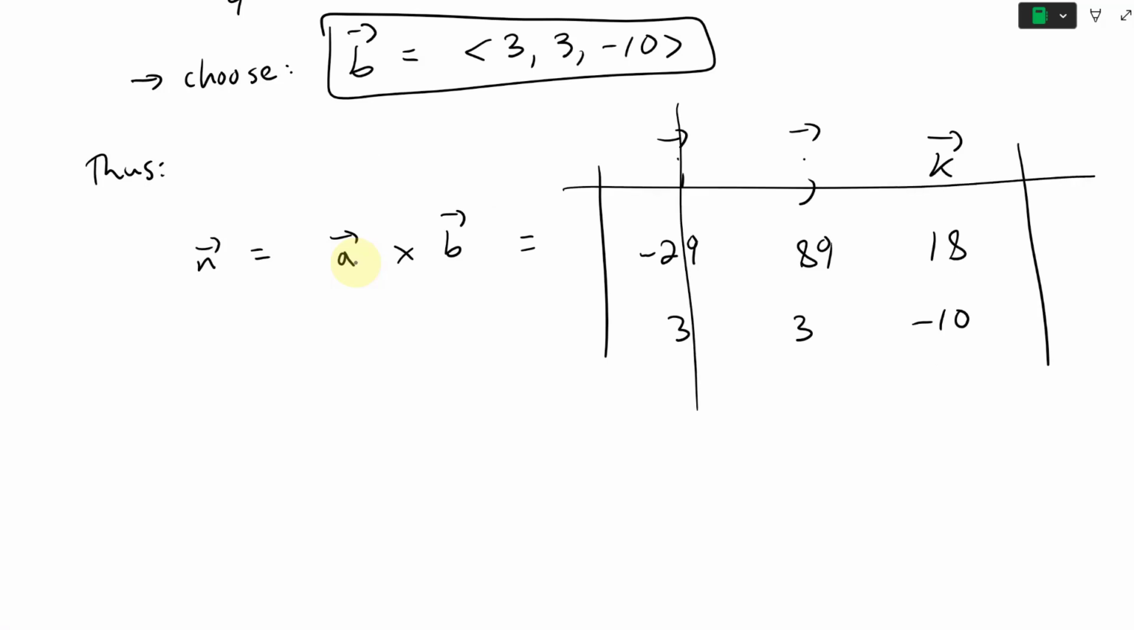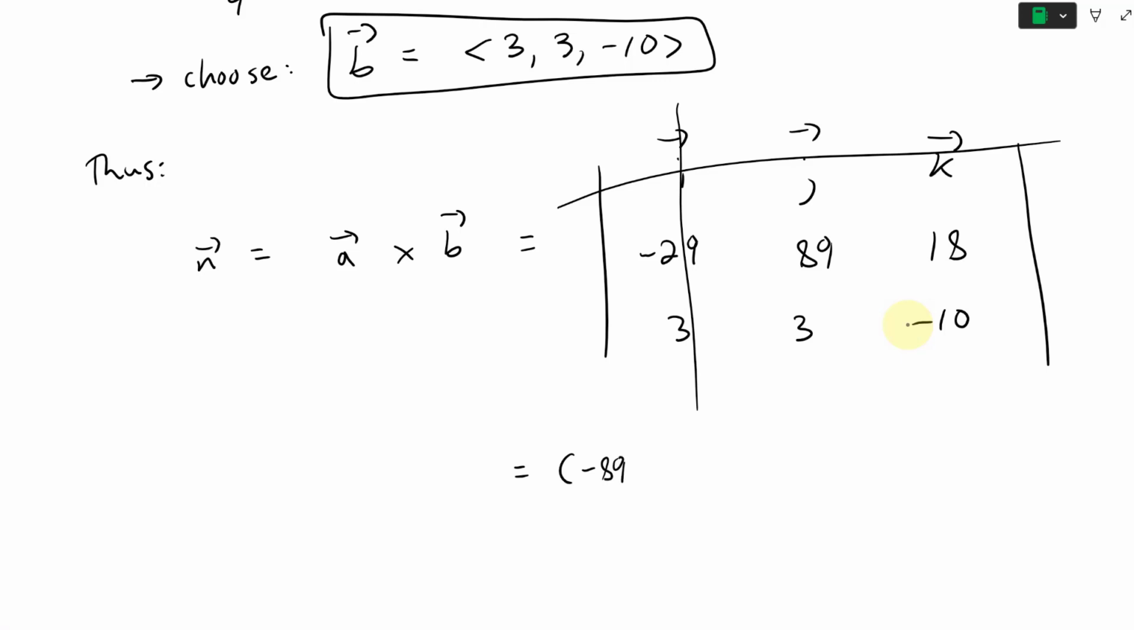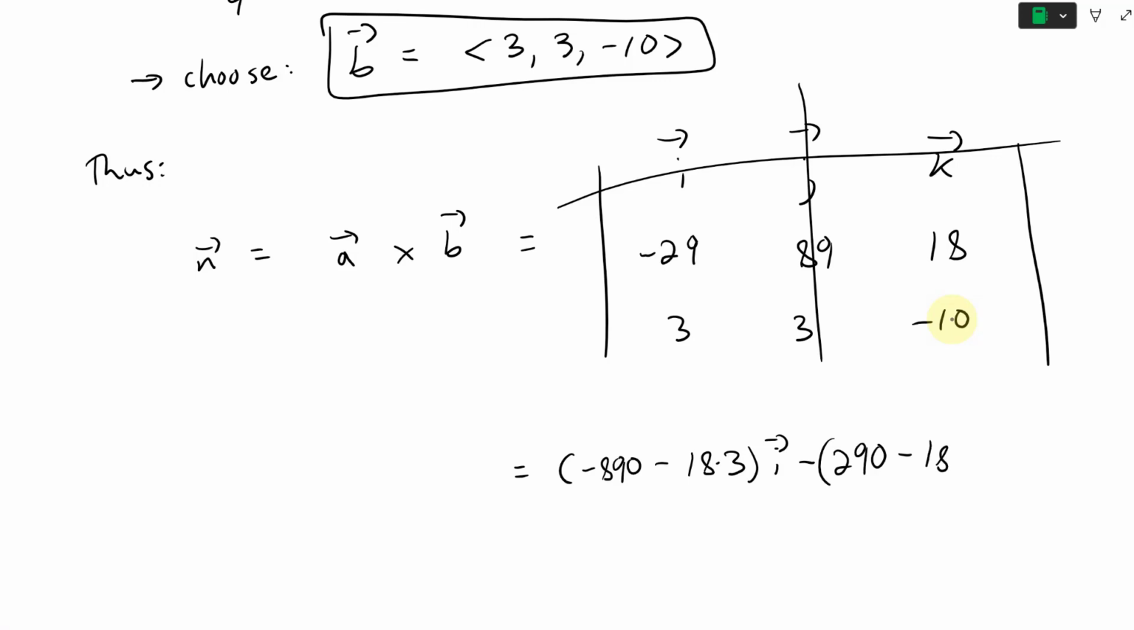The first one, we cross out this, and I'll put this like this, cross that out. And this equals 2. Then put this like this. This is going to be, now we multiply 89 times negative 10, negative 890, and then minus 18 times 3. All right, and this is going to be the I. And the next one's going to be plus, get rid of this, put it like this, and now actually it's going to be minus. The middle one's a minus. So minus, and then negative 29 times negative 10. That's going to be plus 290, minus 18 times 3.